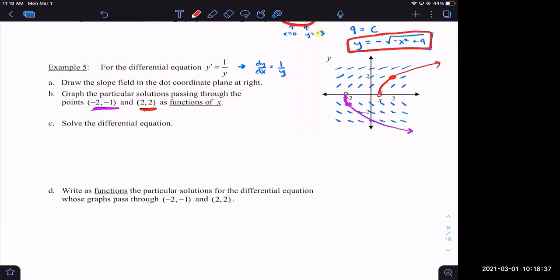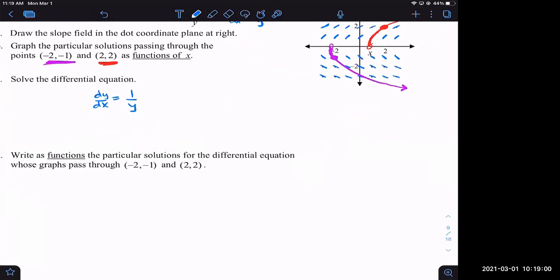What do those 2 graphs look like? What type of function? Square root. Because it stops and it doesn't keep going down, it makes me think it's a square root function. So on C, they want us to solve the differential equation. So to solve the differential equation, I'm taking dy/dx equals 1/y. Step number 1 is separate the variables. So I have to move the y over to the side with the dy. So I'd have y times dy equals 1 dx.